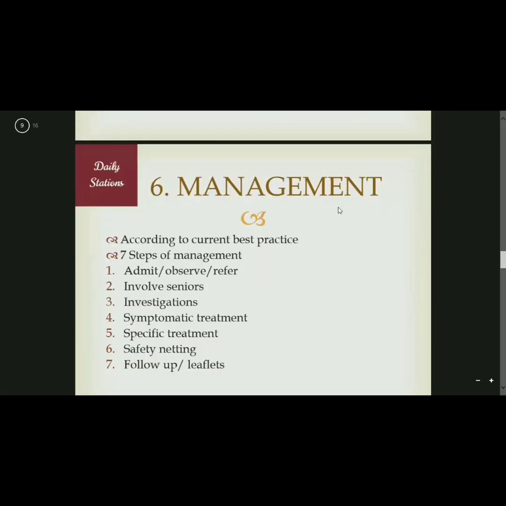All right, so the next is the management. Most of the people get marked down in the management mainly because they are not able to manage the time. So they get marked both in management and time as well. But the management is actually how you are managing on a junior level, and it should be according to the best current practice. You can see the guidelines on NICE guidelines or NICE CKS. There are 7 steps in management that people usually follow.